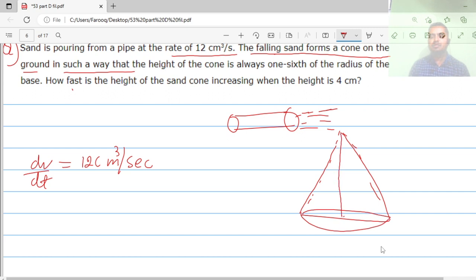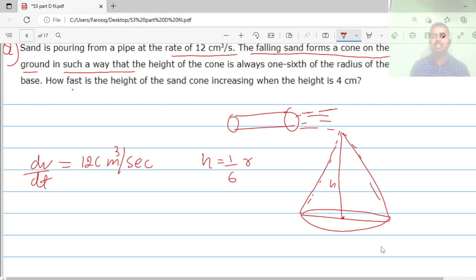So this is a cone. In such a way that the height of the cone is always, height means H. This is H. Always 1/6 of the radius of the base, that is 1/6 into R. How fast is the height of the sand cone increasing?